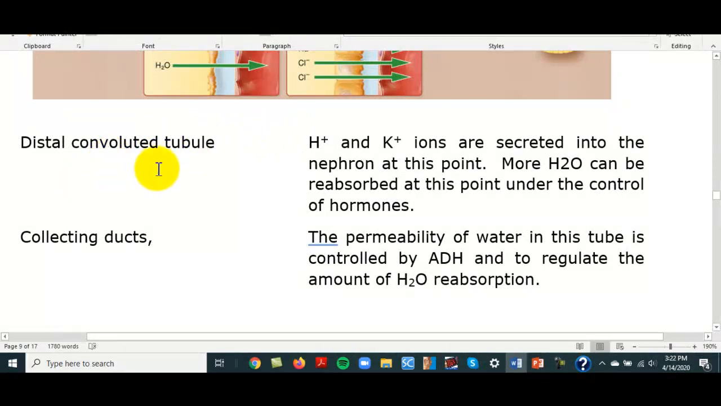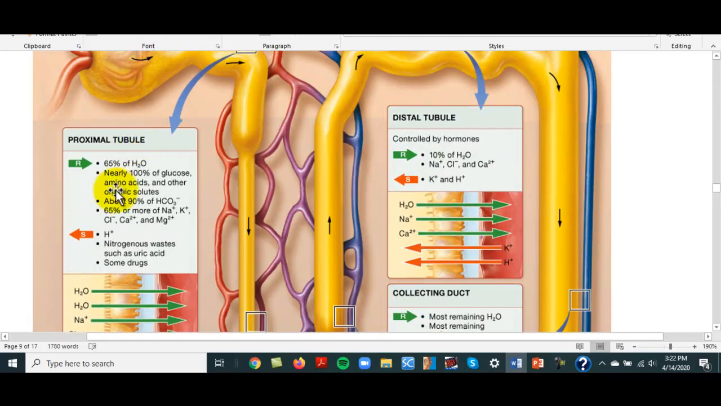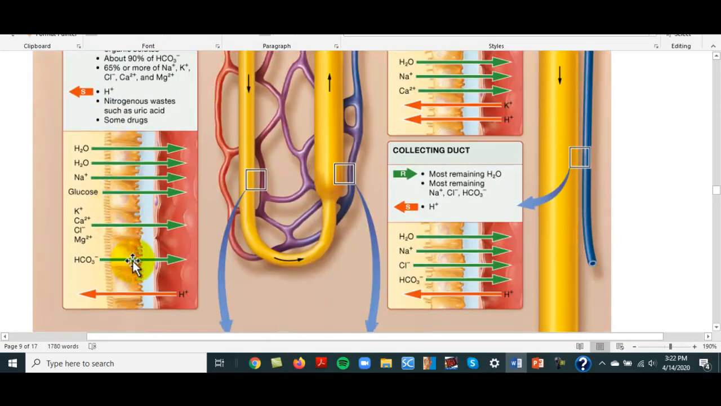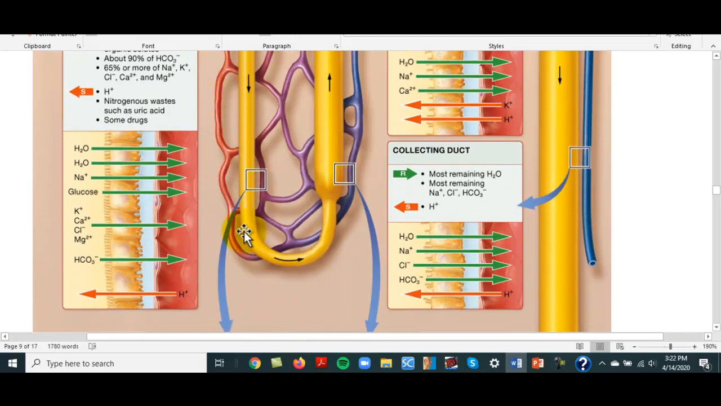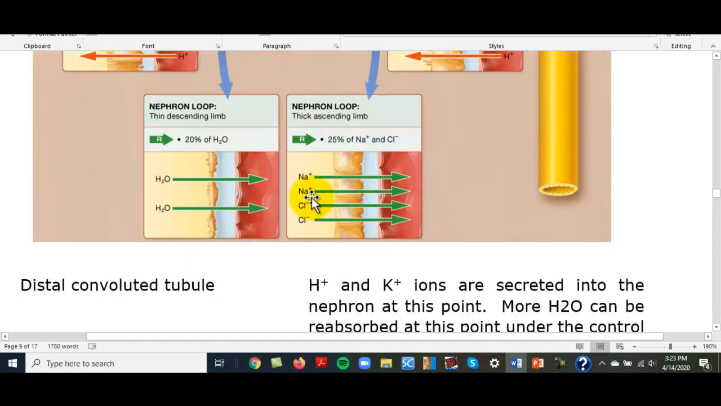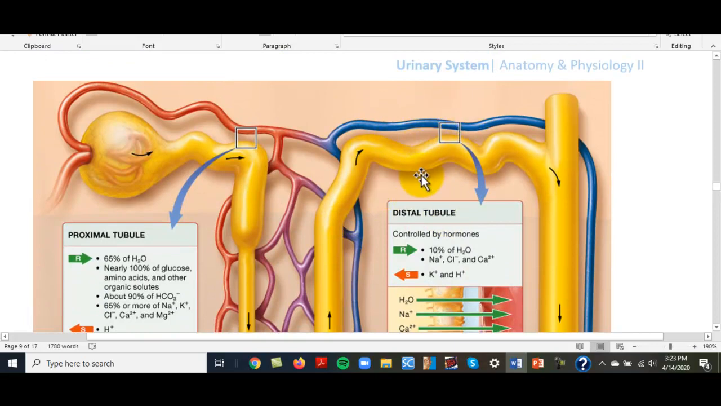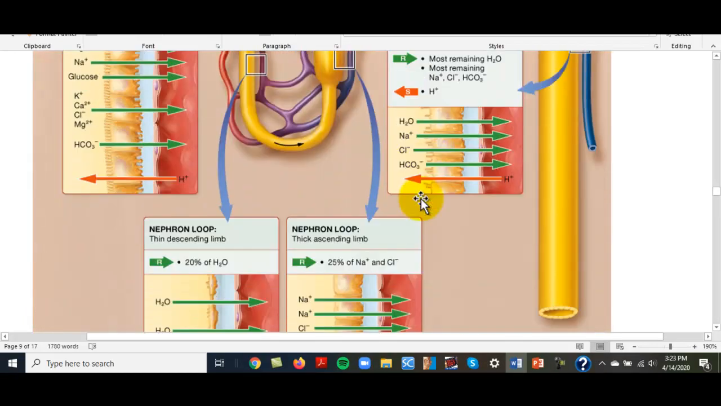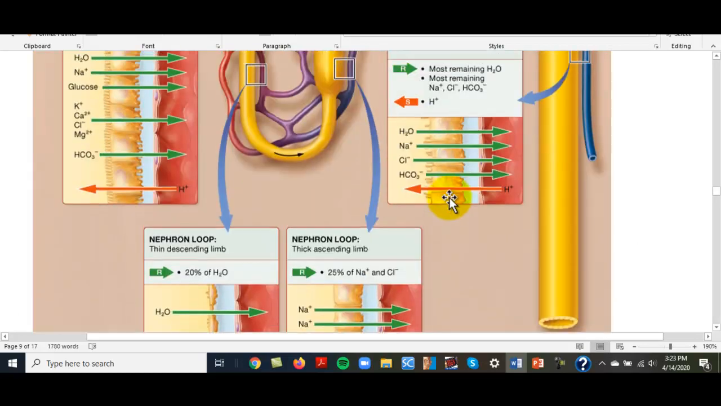Now, along the distal convoluted tubule, so now we've gone through, here's the proximal. This is everything that's going on with that. Here is the descending loop of the nephron loop. It's permeable to water. The side coming up is not permeable to water. That's more ions being pumped out. So now we're talking about this area here, so the distal convoluted tubule. Hydrogen and potassium ions are secreted into the nephron at this point.